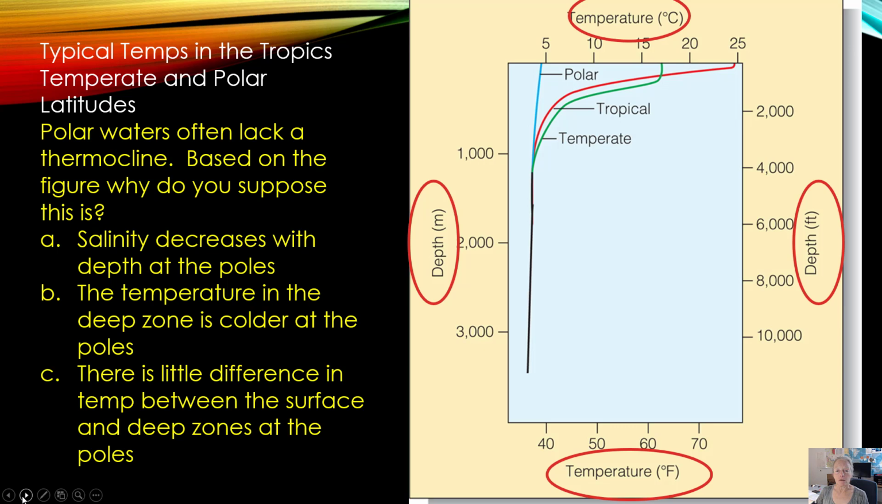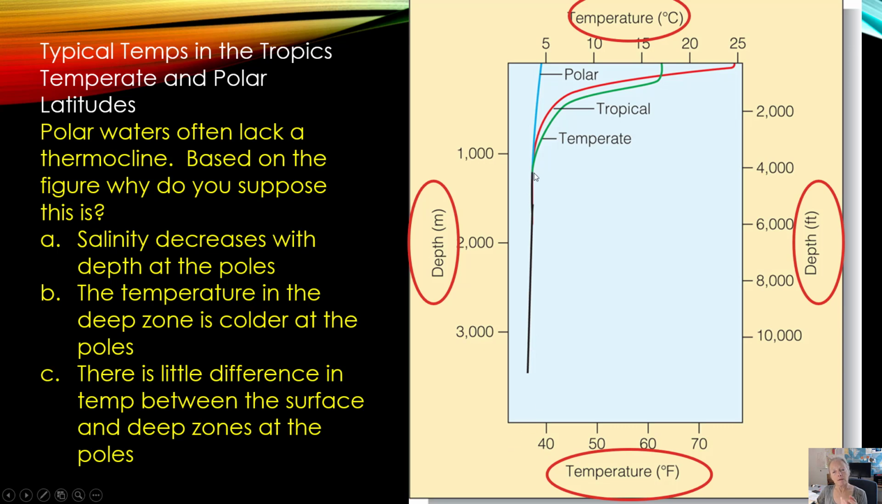Then, in the middle here, we've got 3 lines. We have the polar, which is blue, the temperate, which is green, and the tropical, which is red. And so what we're trying to do is find, obviously, temperature with depth. We notice that all 3 lines come together when the water gets deep. They all have about 4 degrees Celsius, which is close to freezing, but above freezing in Fahrenheit.